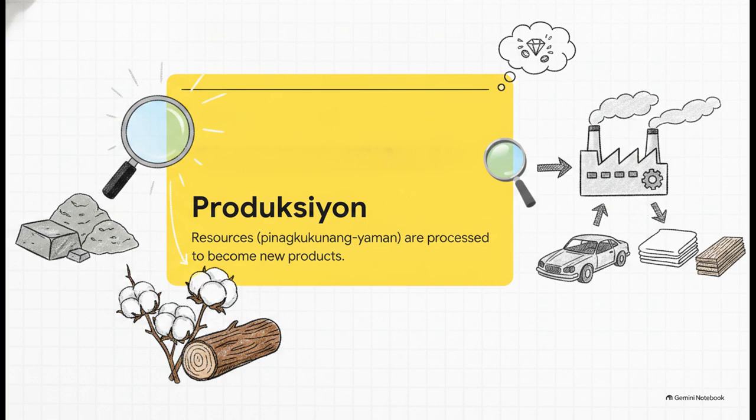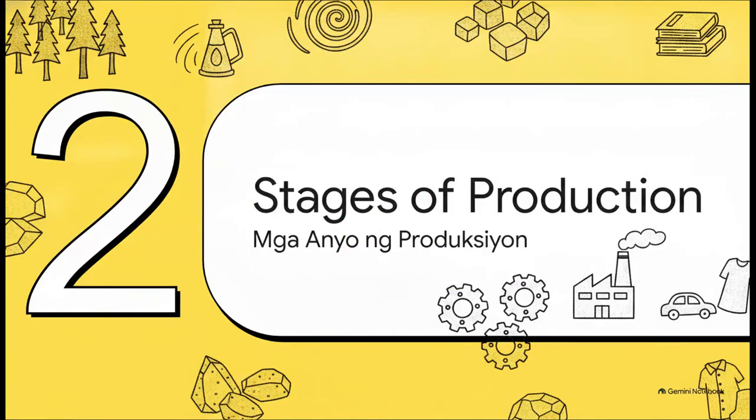And here is a massive vocabulary word you need to lock into your brain right now. Pinagkukunang yaman. The root word here is yaman, which means wealth or resources. Whenever you see pinagkukunang yaman on a test, know for sure that it refers to the raw resources required to jumpstart the production process. So, we've got our raw resources ready to go. What happens next? Let's move to Section 2, the stages of production, or mga anyo ng produksyon.